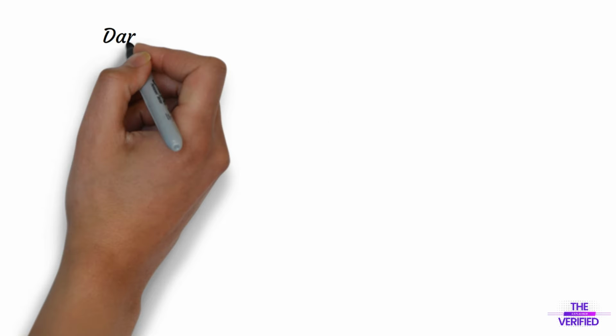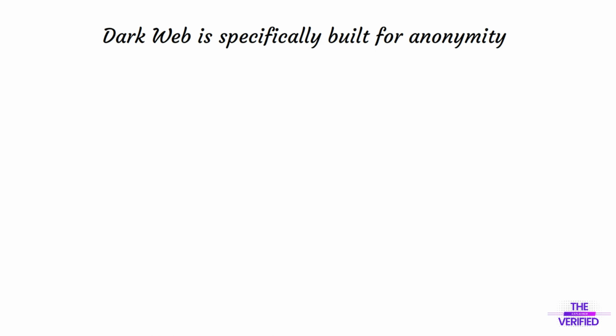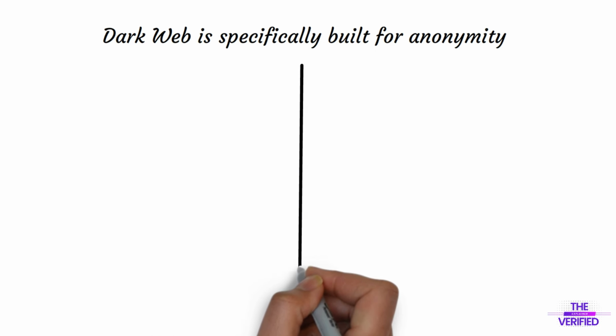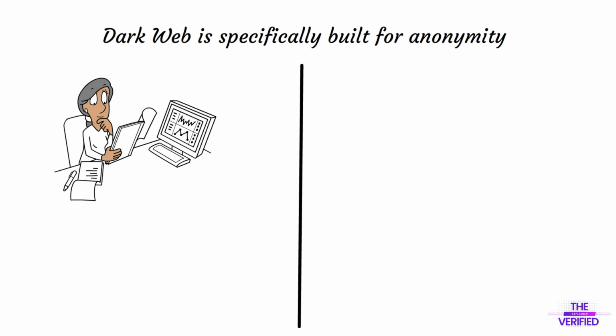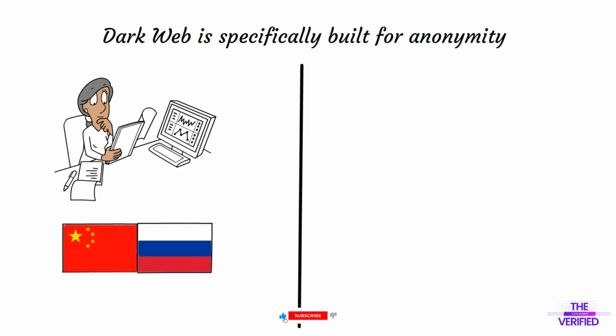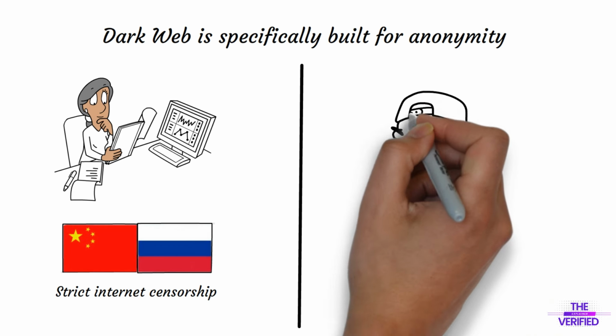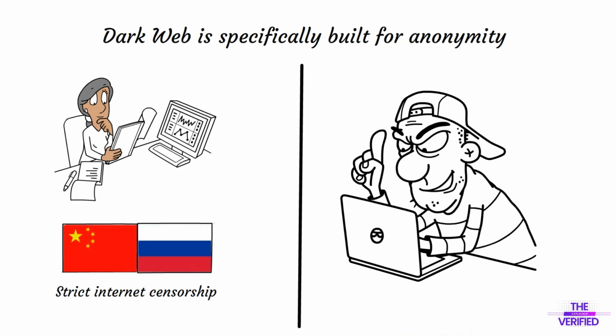web address. Since the dark web is specifically built for anonymity, two main user types dominate. The first includes journalists or activists seeking information and secure communication in countries like China or Russia, which enforce strict internet censorship. The second type, unfortunately, includes those who want to access illegal and disturbing content.